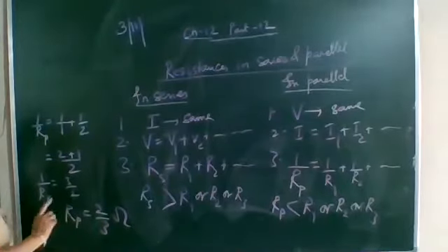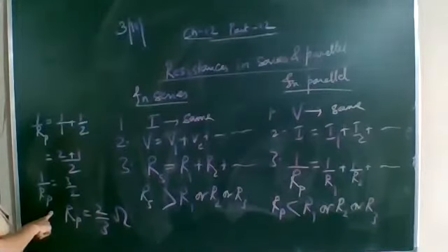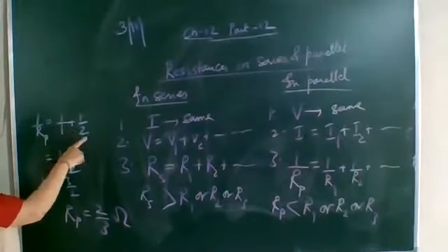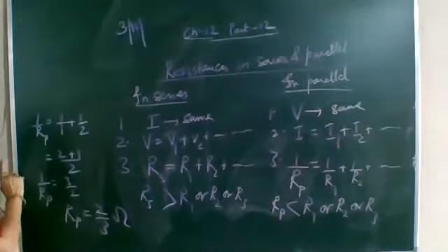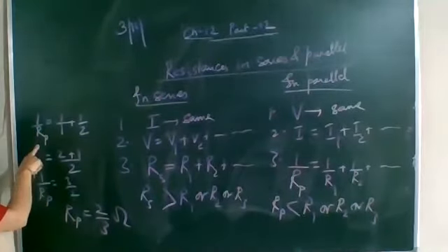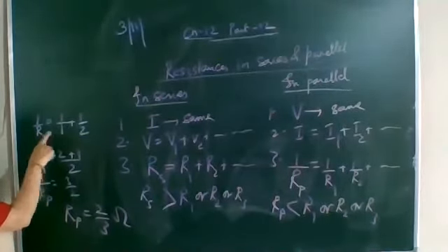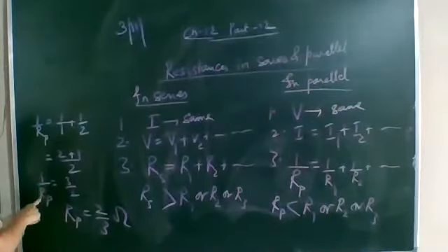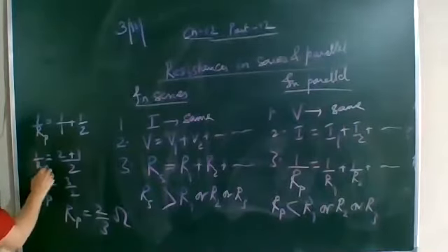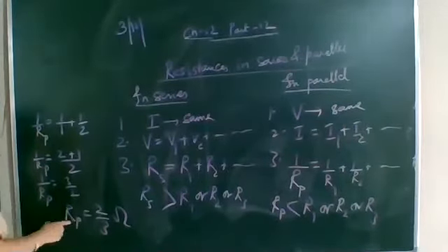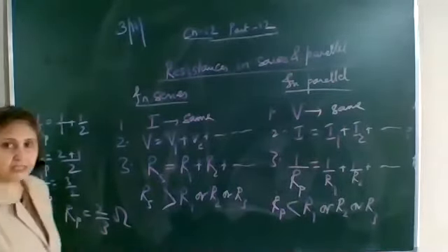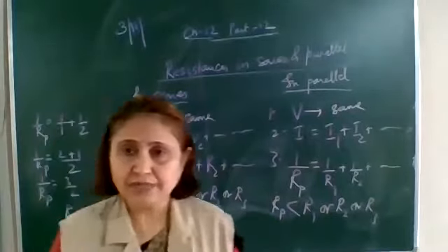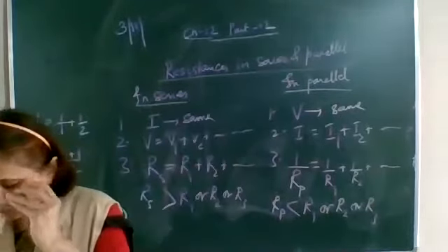So this way you find out the equivalent resistance in the parallel combination. Two resistances given as 1 ohm and 2 ohm. So the reciprocal of the equivalent resistance in parallel, because they are connected in parallel, is 1 by 1 plus 1 by 2. Simplify it. The left hand side is 1 upon Rp, so Rp will be the reciprocal. This way you find out the equivalent resistance in parallel.